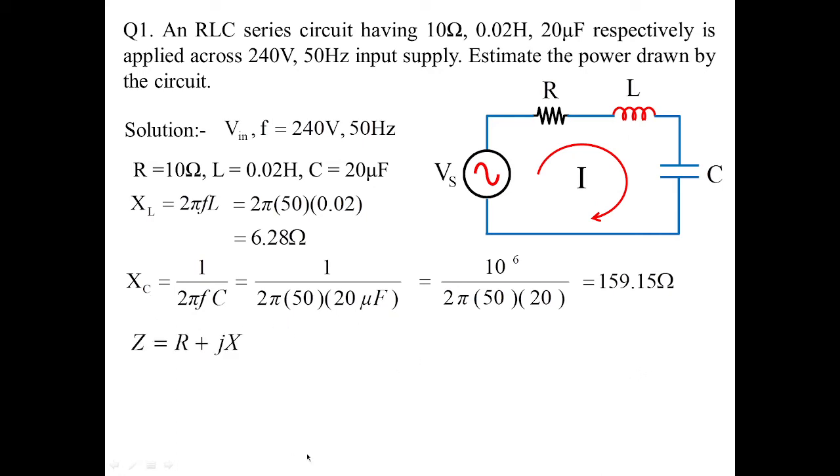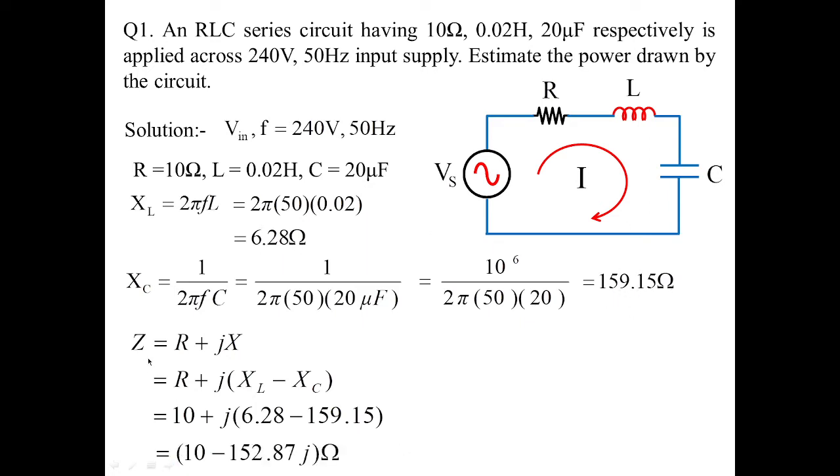Now once we obtain the value of R and the reactive components, this will give you the value of total impedance. The total impedance is equal to R plus j(XL minus XC). Just substitute the value of XL and XC, which is 6.28 minus 159.15. This will give you the value of Z as 10 minus j152.87 ohms. So this particular value is in rectangular form.